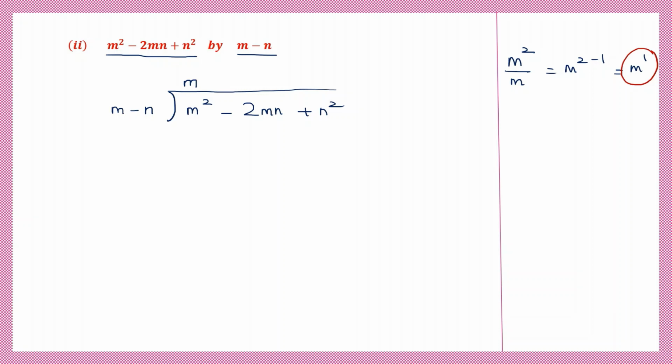Next step is I need to multiply the quotient that I got with the divisor. So first I'm going to multiply with m and then I'm going to multiply with minus n. So let's multiply m into m is m square. Then m into minus n is minus mn. So I finished that. Now I'm going to do my subtraction. So when I subtract, remember signs have to change. So this is a plus sign, it's now going to become minus. Minus is going to become plus. And now let's work it out.